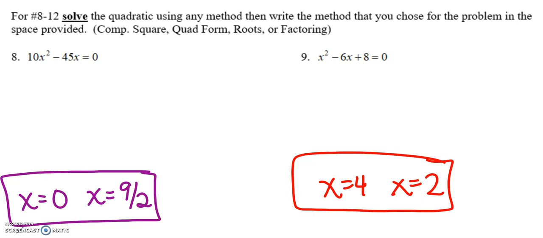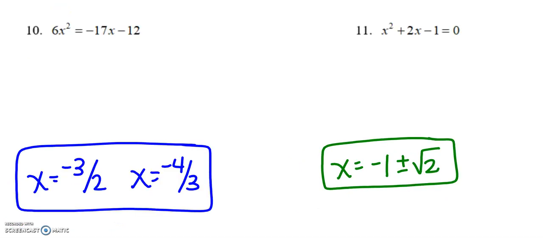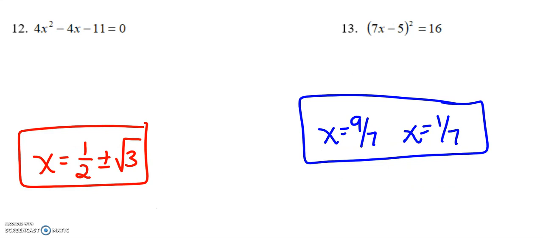8, we get 0 and 9 halves. Also, this should say 13. Typos, I tell ya. For number 9, we should get x equals 4 and x equals 2. We should get x equals negative 3 halves and x equals negative 4 thirds. x equals negative 1 plus or minus the square root of 2. Make sure you're simplifying all of your square roots and radicals the most that you can. x equals 1/2 plus or minus the square root of 3. And then x equals 9/7 and x equals negative 1/7.